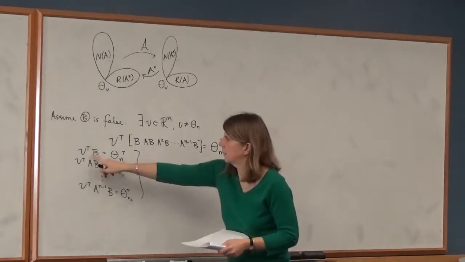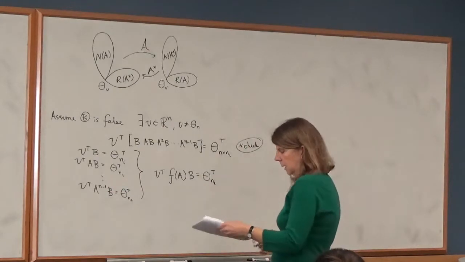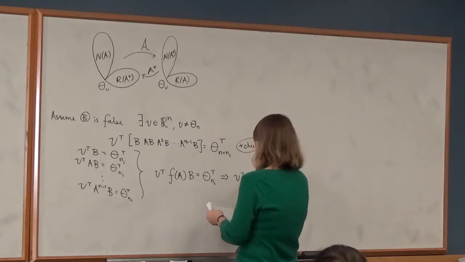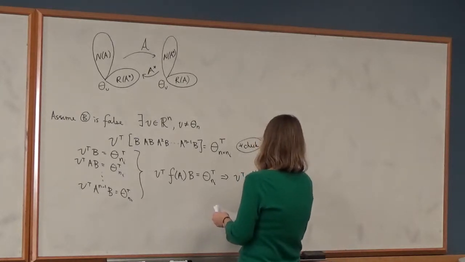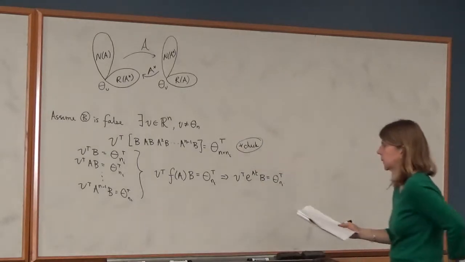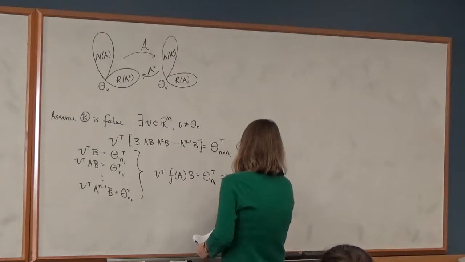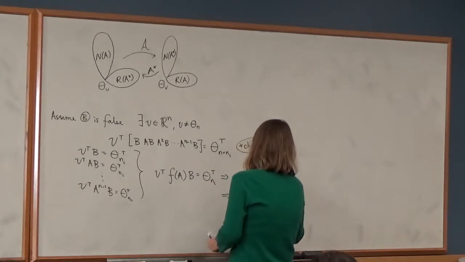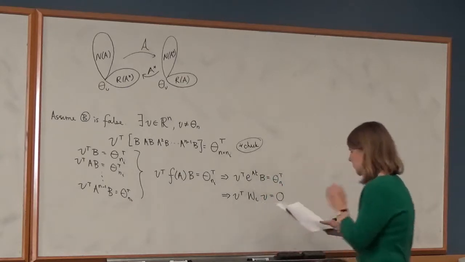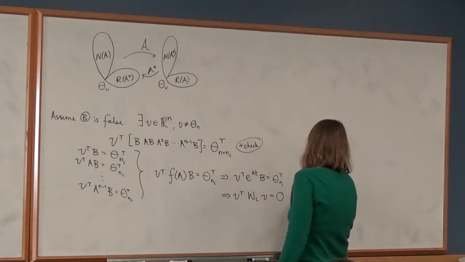Okay, because I've got A squared up to A to the n minus 1, and so that tells me that specifically V transpose e to the A T B is equal to the 0 vector. Okay, so if we have that, then we have that V transpose WC V is equal to 0, which contradicts the positive definiteness of WC.